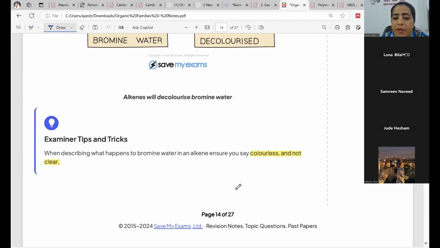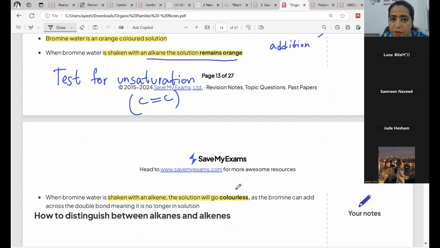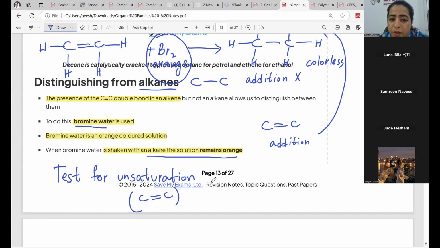Can you repeat the unsaturated one, Miss? Unsaturation means unsaturated compounds or hydrocarbons are those which have the carbon-carbon double bond inside. Saturated means having only single bonds. We did this in the homologous series. Unsaturated hydrocarbon means those which have a carbon-carbon double bond. Saturated hydrocarbon is the one which has a carbon-carbon single bond. Okay, I remember.